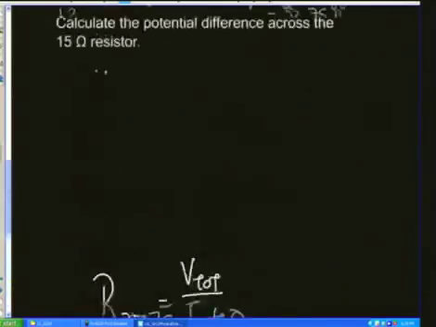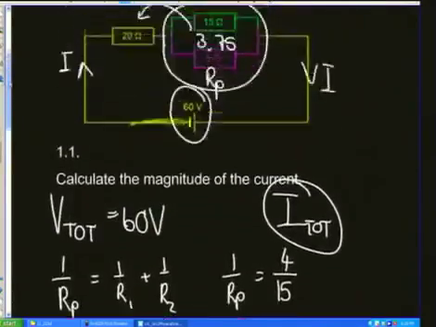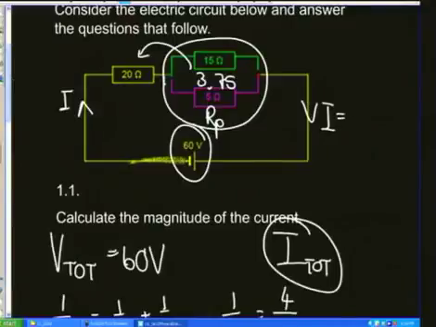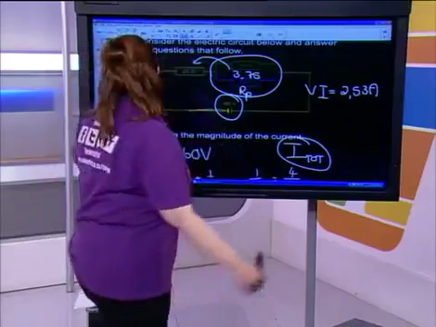So we get 2.53, so that's the current. And I'm going to go back to my circuit diagram, and I'm actually going to write it in, because you never know, I might need it a little bit later on, and we don't want to have to keep reading the question.